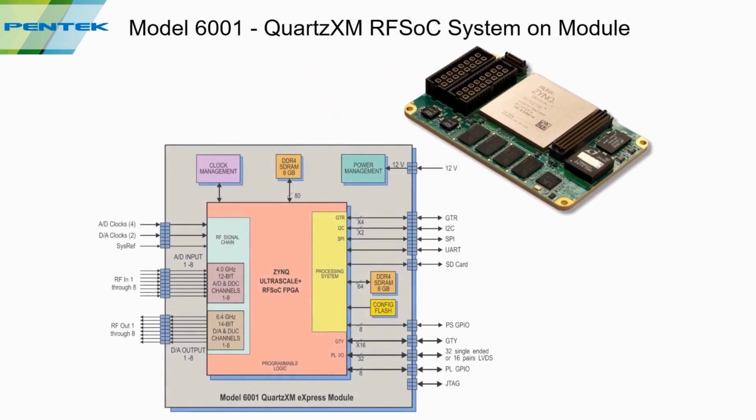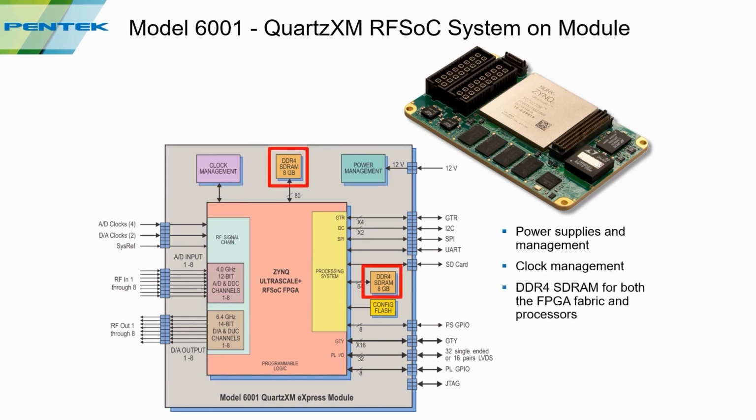So to look at some of the components inside the Quartz XM, first of all, in the middle, shown in red, is the actual RFSoC chip. Then in addition to that, on the SOM, there's power management. There's 13 different power supplies, but the SOM itself only requires 12 volts. There's clock management and distribution. There's DDR SDRAM, 8 gigs for both the fabric, for the programmable logic, and for the processing system. There's configuration flash. There's health monitoring for voltages and temperatures.